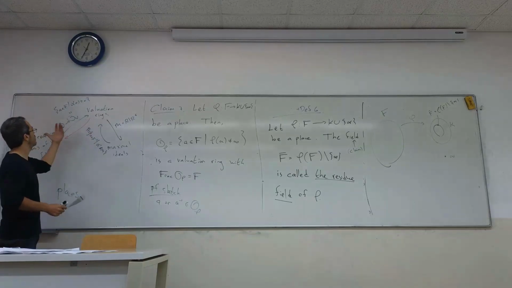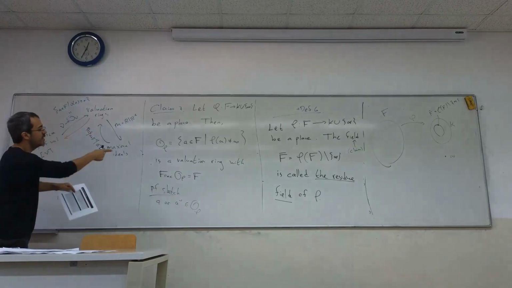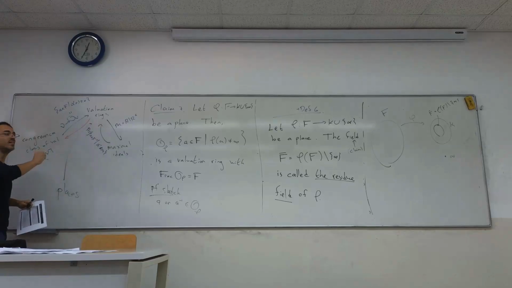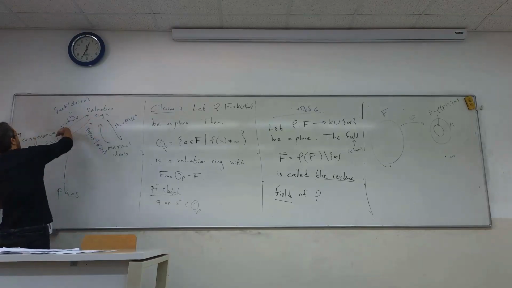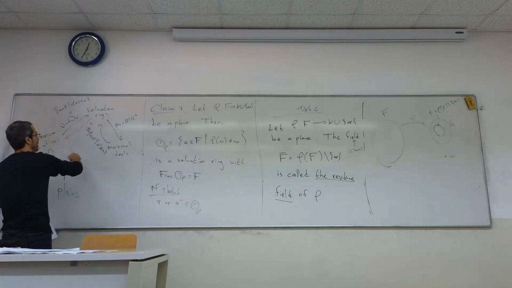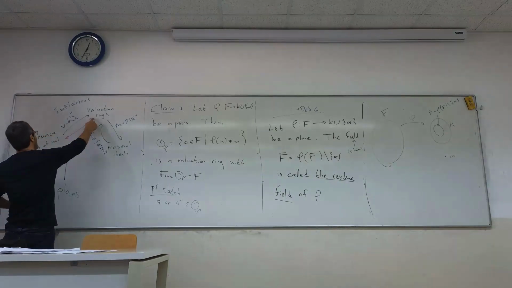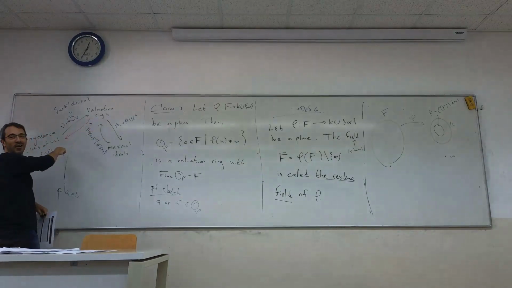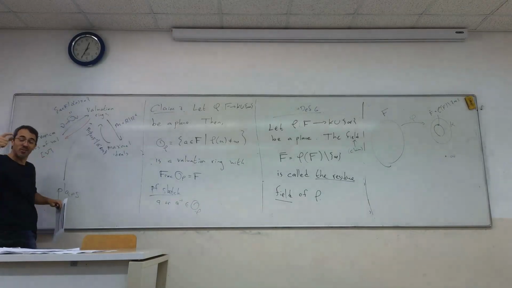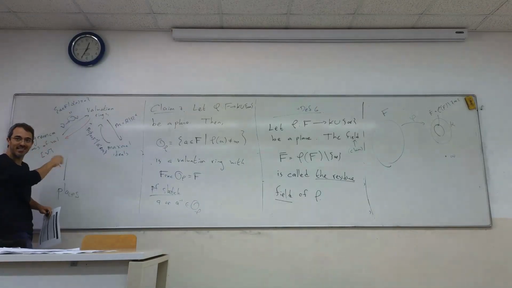So what this does is take a place to a valuation ring, and from that you can get the valuation. But that wasn't a very easy arrow. I know the proof, and I still don't have an easy way of saying it.